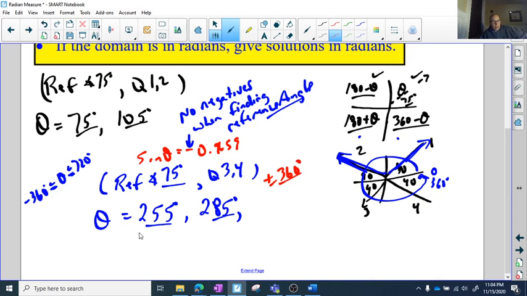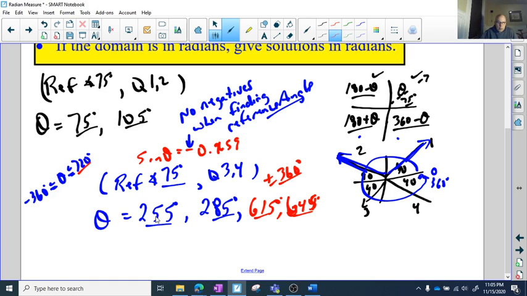So we're going to take each of these angles. Let's take 255, and we're going to add 360. That's going to give me 615. So there's another answer. I'm going to take 285, and I'm also going to add 360. That'll give me 645. There's another answer. Now, if I added 360 to either of those, they would be larger than 720. So I know there's no more positive angles in the same place.